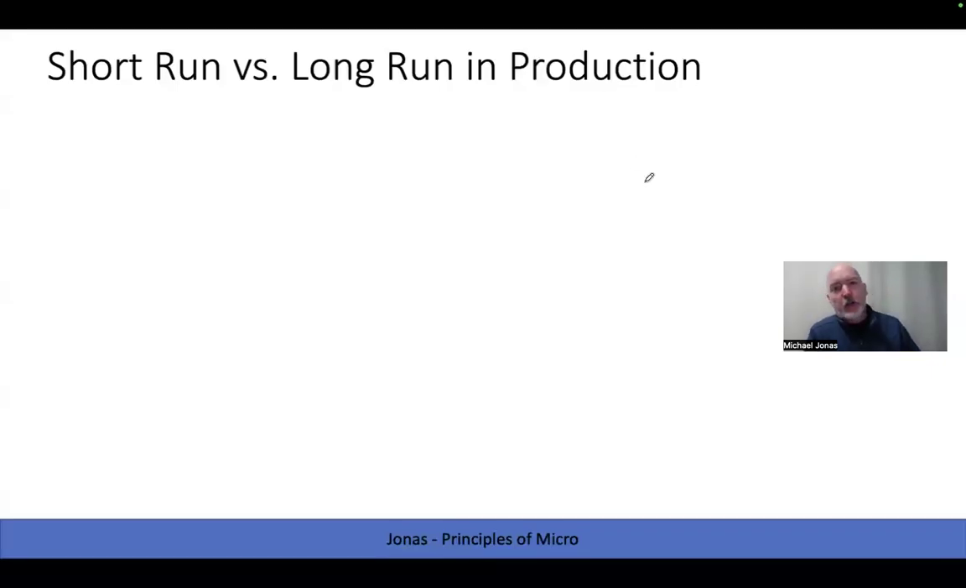All right, so we're going to talk about production and costs for an individual firm. Big picture, we're getting to the point where we want to solve the profit maximization problem for an individual firm, choosing how many units of output to produce in a given period and what price to charge in order to maximize profits.